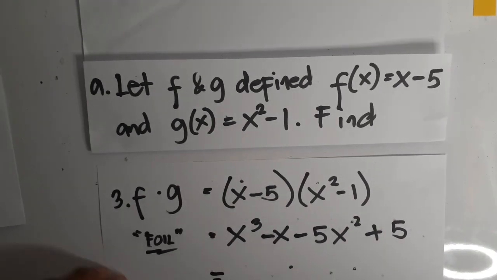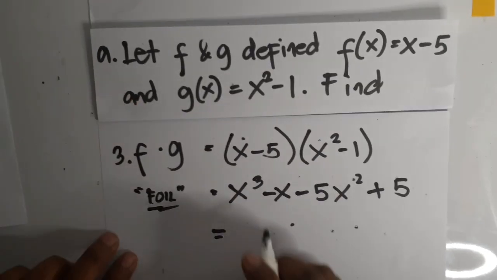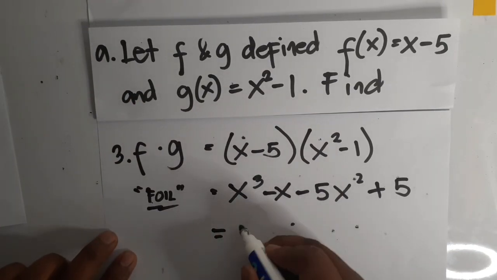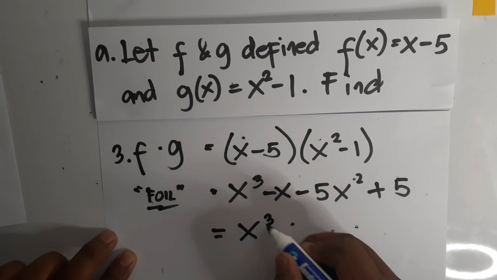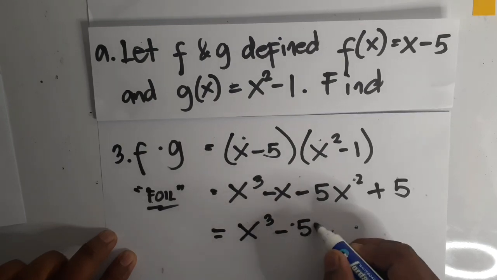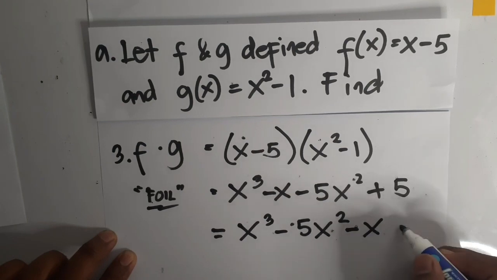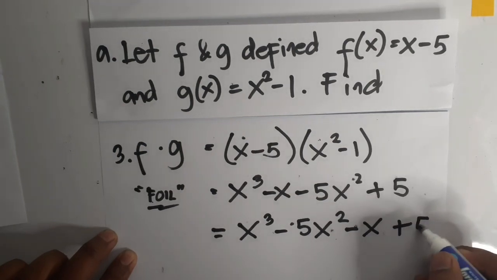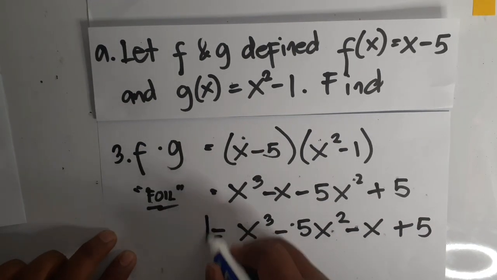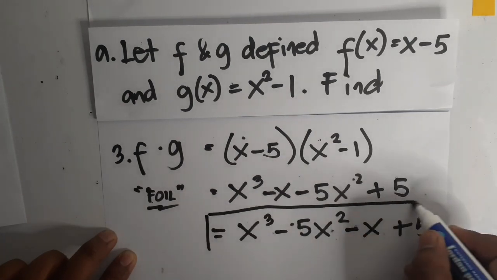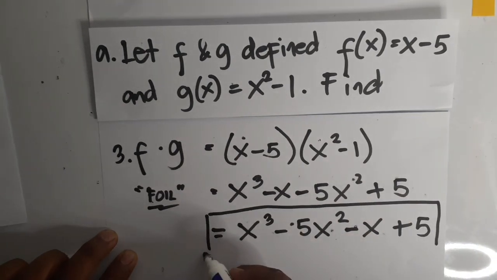So you need to arrange that one lang. Okay. So from the highest exponent, so you have the x cubed minus 5x squared minus x plus 5. And that is now your final answer.